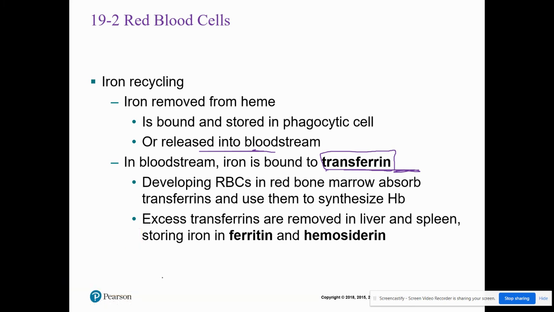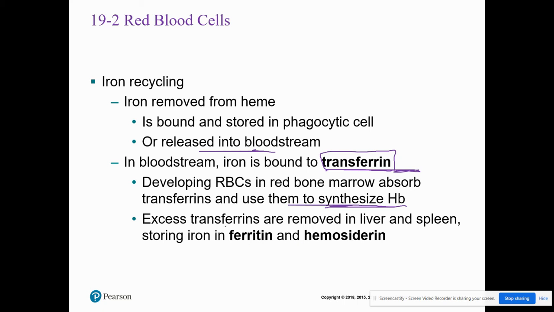All right. And again, it'll get into the bloodstream. When the red blood cells are developing in the bone marrow, they'll absorb the iron and transferrins to help them synthesize the hemoglobin and get it to the mature erythrocytes. Well, I'm sorry, before it goes from erythroblast to the reticulocyte.